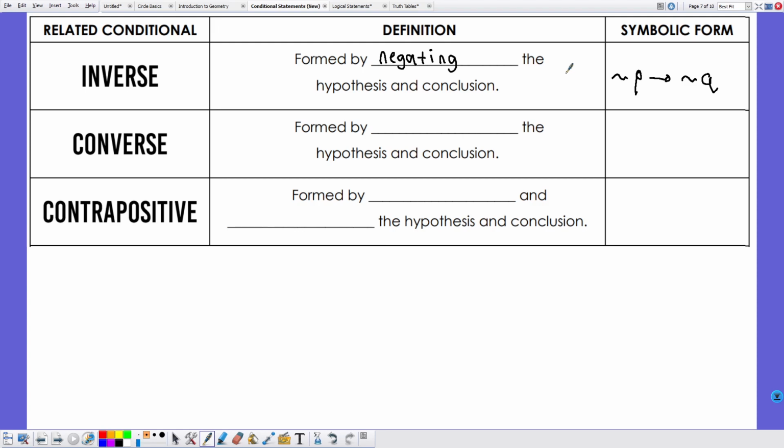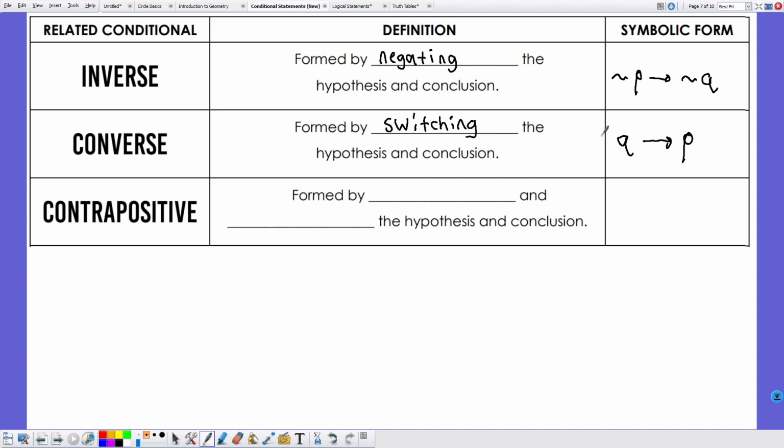Then we can take the converse of a conditional statement. This is formed by switching the hypothesis and its conclusion. If we remember, it's if P then Q, where P was the hypothesis and Q is the conclusion. Now we're going to switch it so that it's if Q, then P.